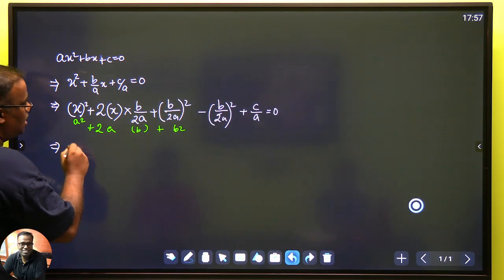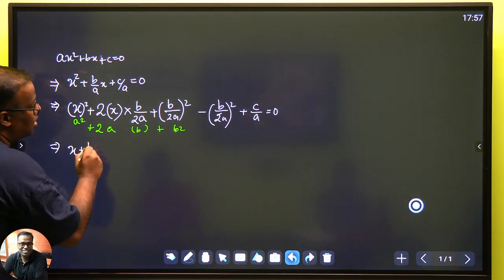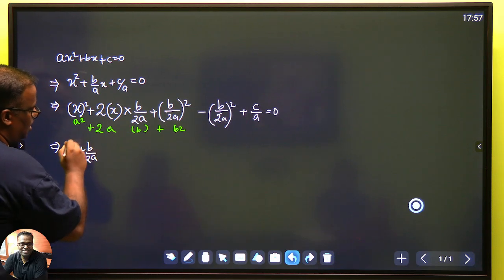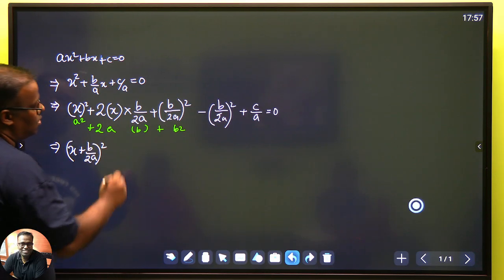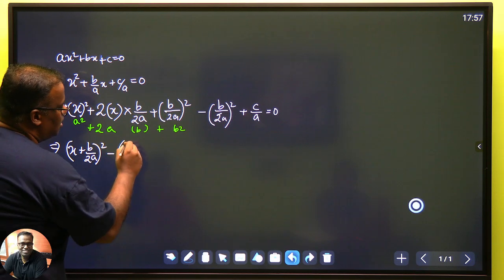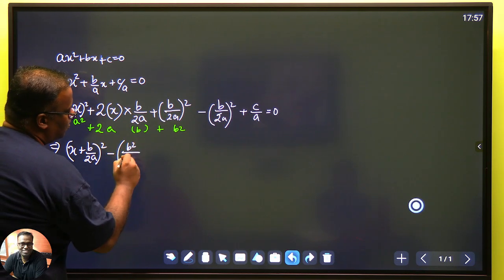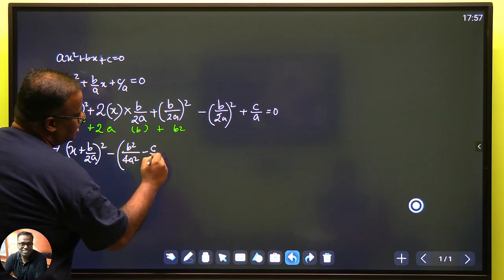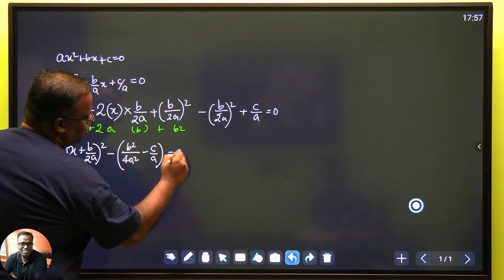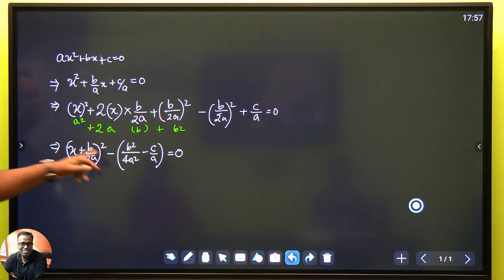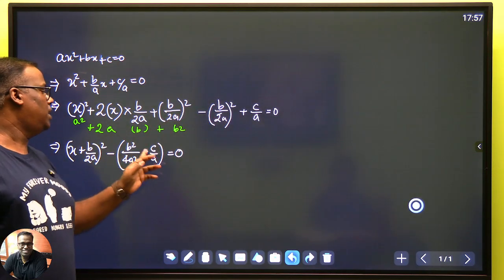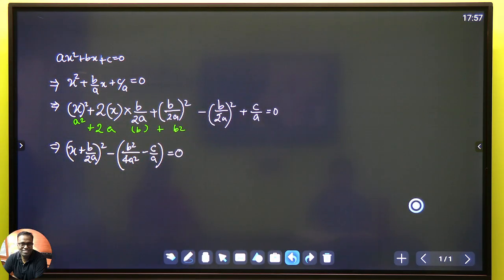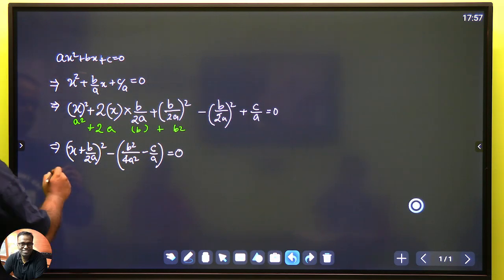Now this should give me x plus b by 2a whole square minus b square by 4a square minus c by a is equal to 0. Ashmita, did you understand or not? Minus of this is this, minus into minus is plus this. Yes. Clear? No issues? Chaliye.